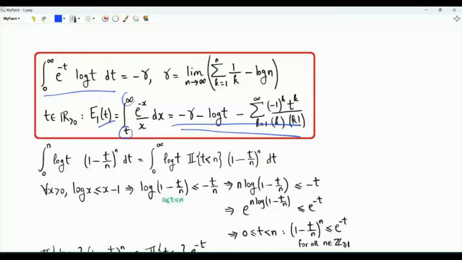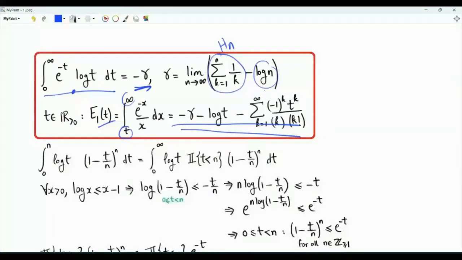This integral is related to the derivative of the gamma function, but here we will try to get its value without recourse to the gamma and the digamma functions. We need first to show that this integral is equal to minus gamma. Gamma is the Euler Mascheroni constant, and it is the limiting difference between the nth harmonic number and the natural logarithm of n.